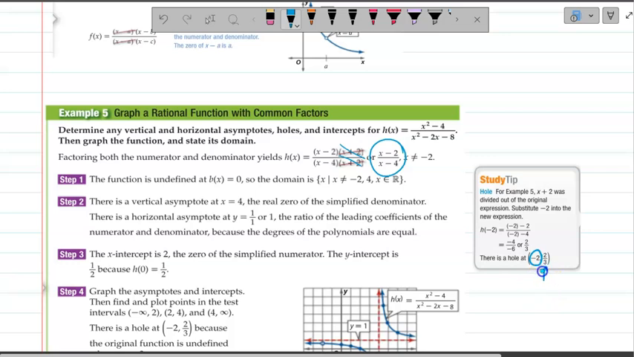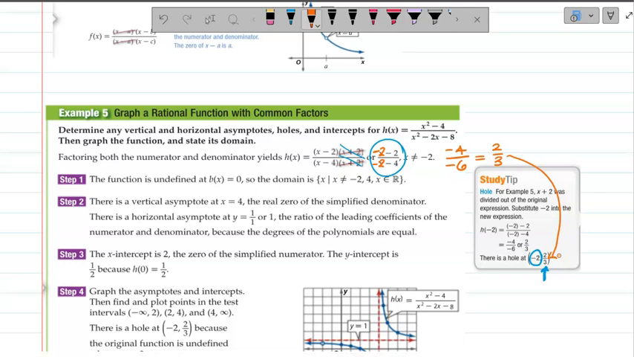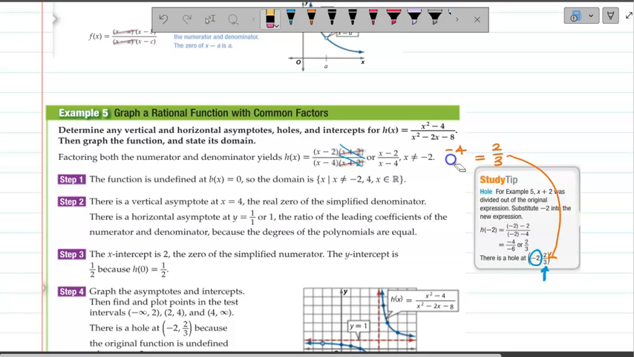How do we find the y value, though? We dabbled in that in algebra 2, but here's how we find the y value. We're literally going to put negative 2 into the function that's left over. Negative 2 minus 2 is negative 4. Negative 2 minus 4 is negative 6. That reduces to 2/3, which is the y value that we get for that hole. So that's how you determine exactly where the hole is for this particular problem.